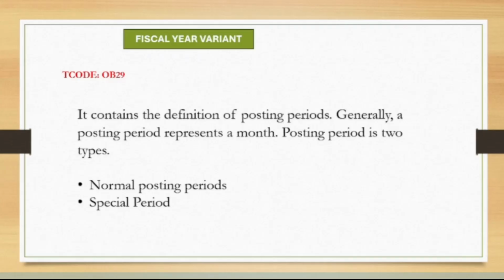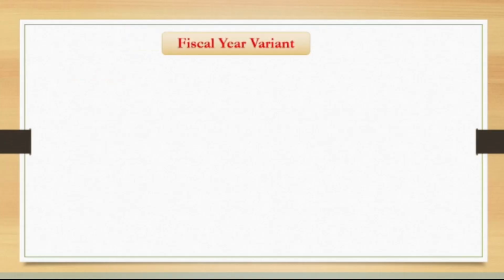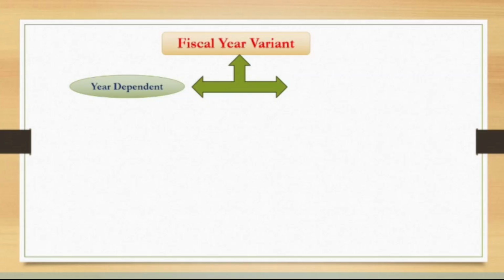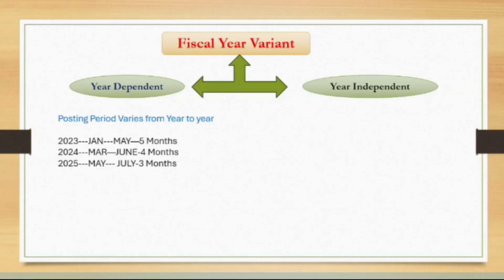So there are two types of fiscal year variants that we will discuss. One is your year dependent fiscal year, and the second one is year independent fiscal year. So what is this year dependent? Year dependent fiscal year is nothing but where posting period varies from year to year. Let's take an example. If a company does any seasonal business, and that particular company does not do business for the whole of 12 months or 1 year completely.